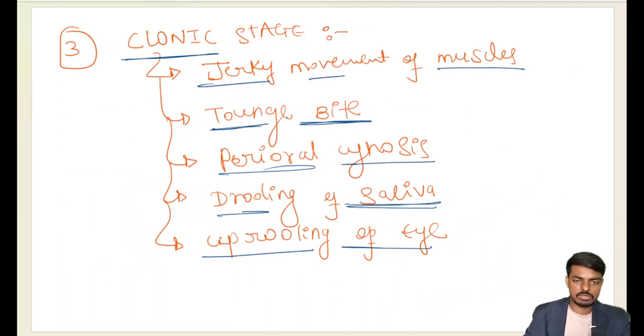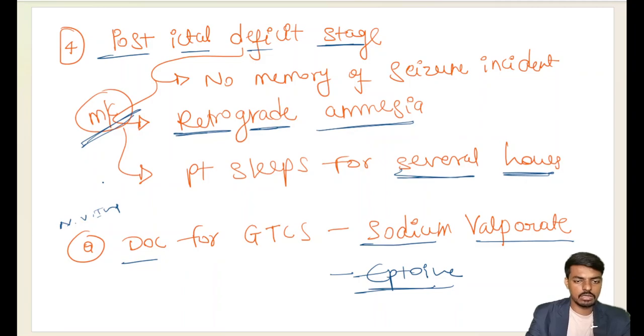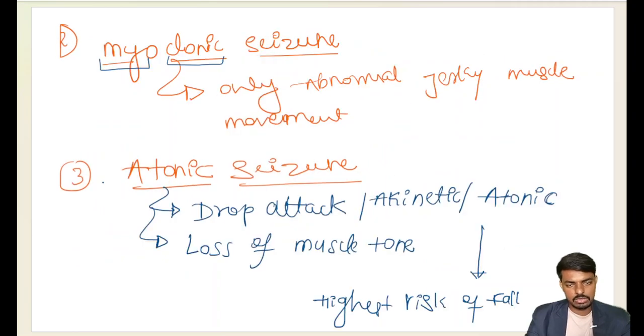As the clonic phase occurs for 30 to 40 seconds, this is very, very important for your NORCET exams. The duration of the clonic phase is also asked. After that, the post-ictal deficit occurs, and that is the generalized tonic-clonic seizure. And if there are only jerky movements of the muscle, we call that a myoclonic seizure. And if there is no tone, that is an atonic seizure, meaning there is sudden loss of tone of the muscles, the muscle becomes loose, flaccid.